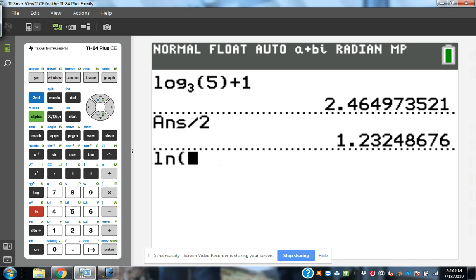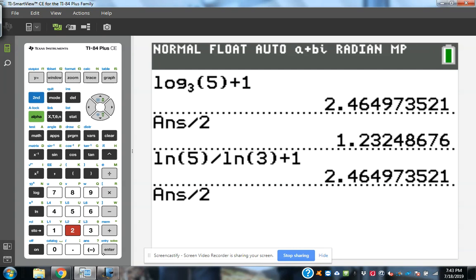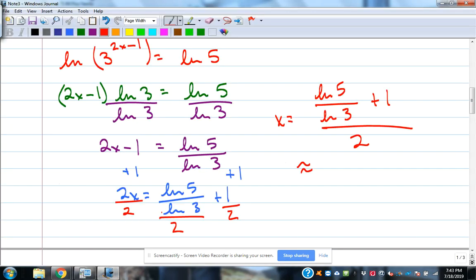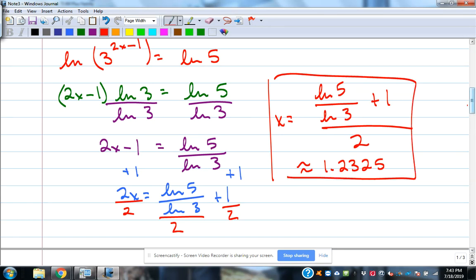So I can get the decimal approximation for that. I'm going to do natural log of 5 divided by natural log of 3 plus 1 divided by 2. Again, the exact same decimal approximation. Just a reminder that that part is the change of base formula for log base 3 of 5. So either way works for solving unlike bases for logarithms.